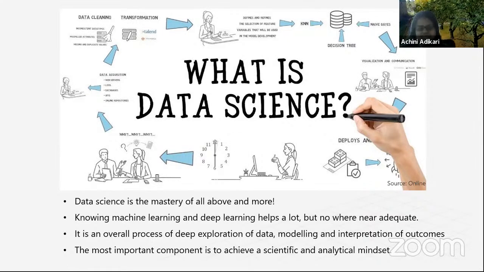So let's see what is data science. Data science is the mastery of all the above and more. We need to be thorough about the data science life cycle and data science process, starting from the raw data until we get the business insights. Knowing machine learning and deep learning is extremely important. But if we can't interpret the results or the outcomes that we gain from machine learning, then there's no use, right? That's why the data science life cycle covers the end-to-end process of analytics, and we need to be thorough about the entire process.